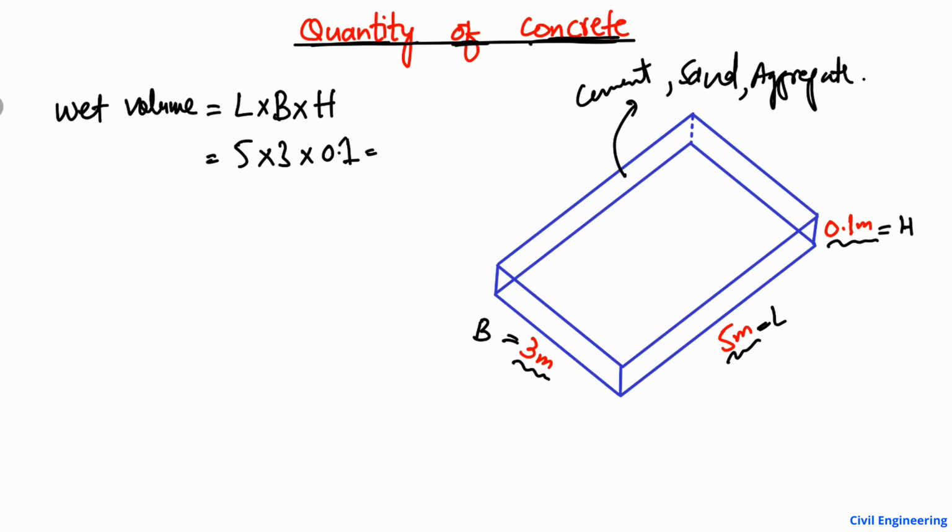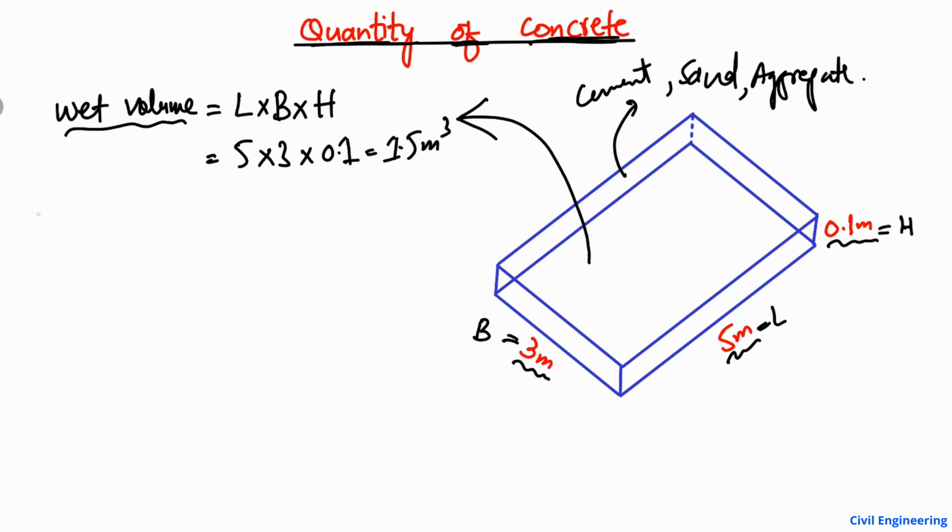So by multiplying this, we will get the volume of the slab system, or we can say the wet volume of the concrete used in this slab. And it comes out to be 1.5 cubic meter. So this is the wet volume of the concrete present in this slab.